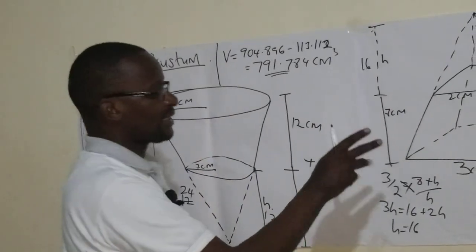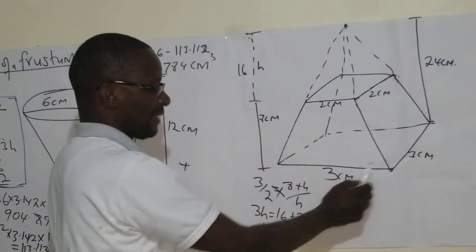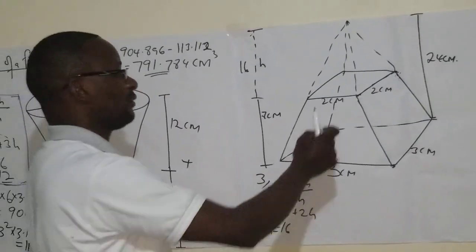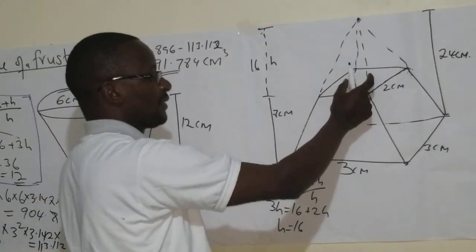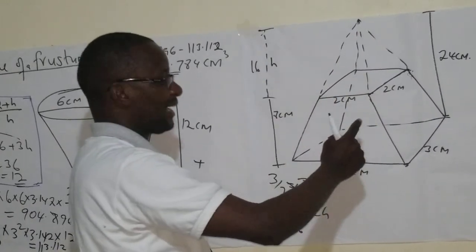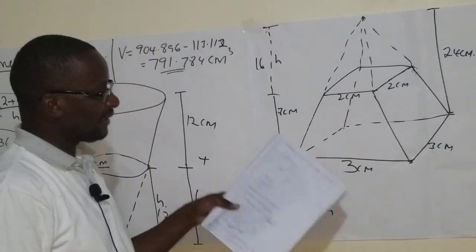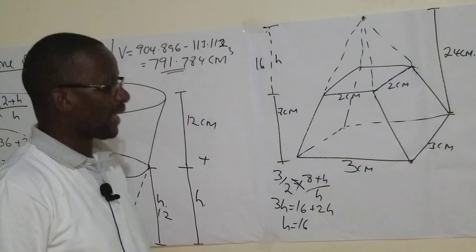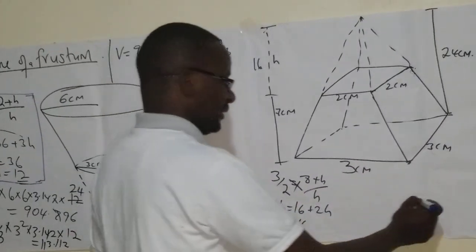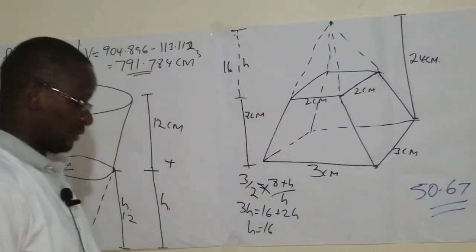Move on and calculate the volume of the larger pyramid, whose height is 24, and the base is a square measuring 3 by 3. And also get the volume of the small pyramid, which we have completed, the imaginary one. The height is 16, and the base is also a square, length 2. Then you get the difference of the two. So you can complete that question and see whether you get an answer. So I think the answer will be around 50.67. See whether that is what you will get.